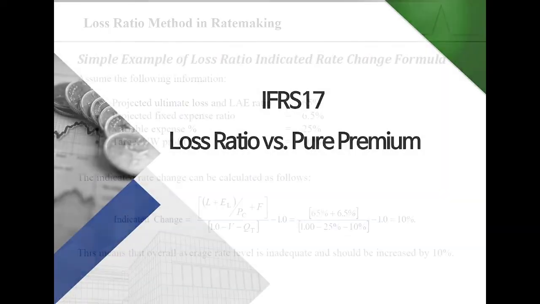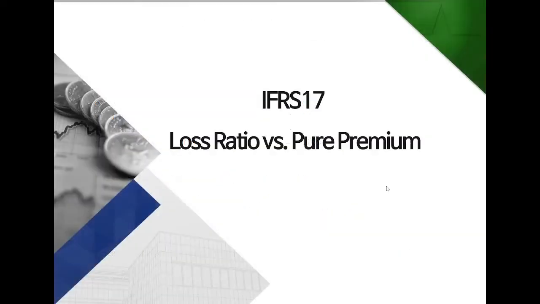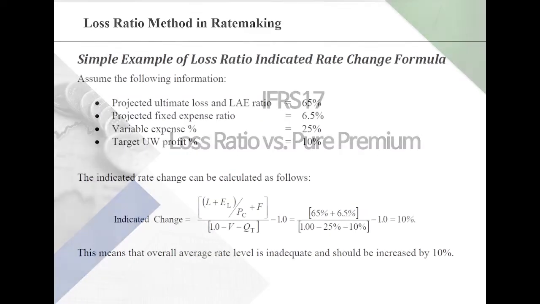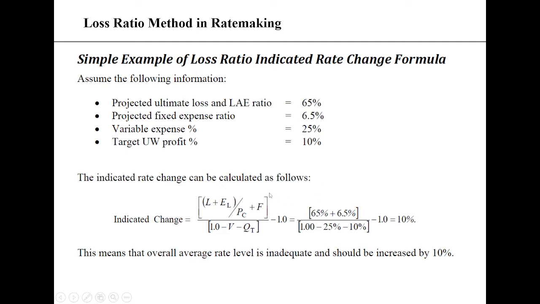So the title is IFRS 17 loss ratio versus pure premium. Pure premium, I'm going to define it later on. And I took this exhibit from Ratemaking from the Casualty Actuarial Society. They published this booklet as reading material for Exam 5. There is a simple example of the loss ratio indicated rate change formula. So to change the rate in the indication of rate change, we use the loss ratio methodology.